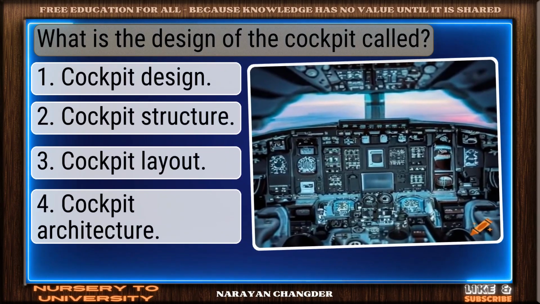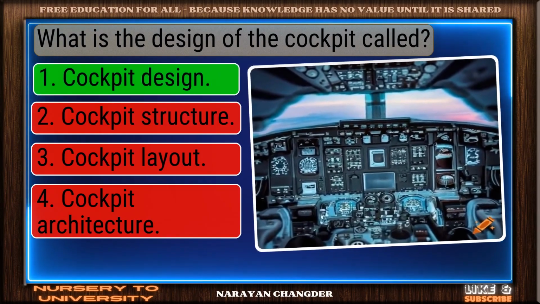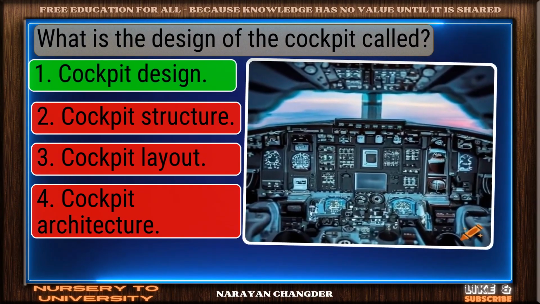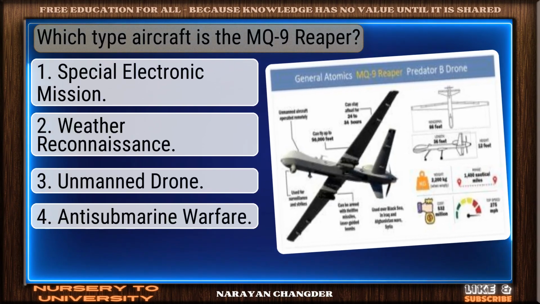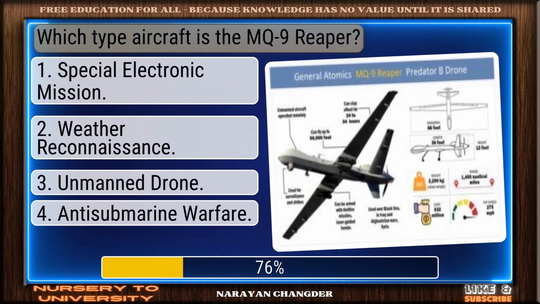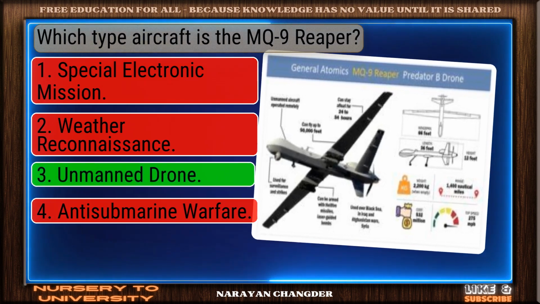What is the design of the cockpit called? Well picked. Cockpit design is the correct answer. Which type of aircraft is the MQ-9 Reaper? Nicely done. Unmanned drone is a solid answer.